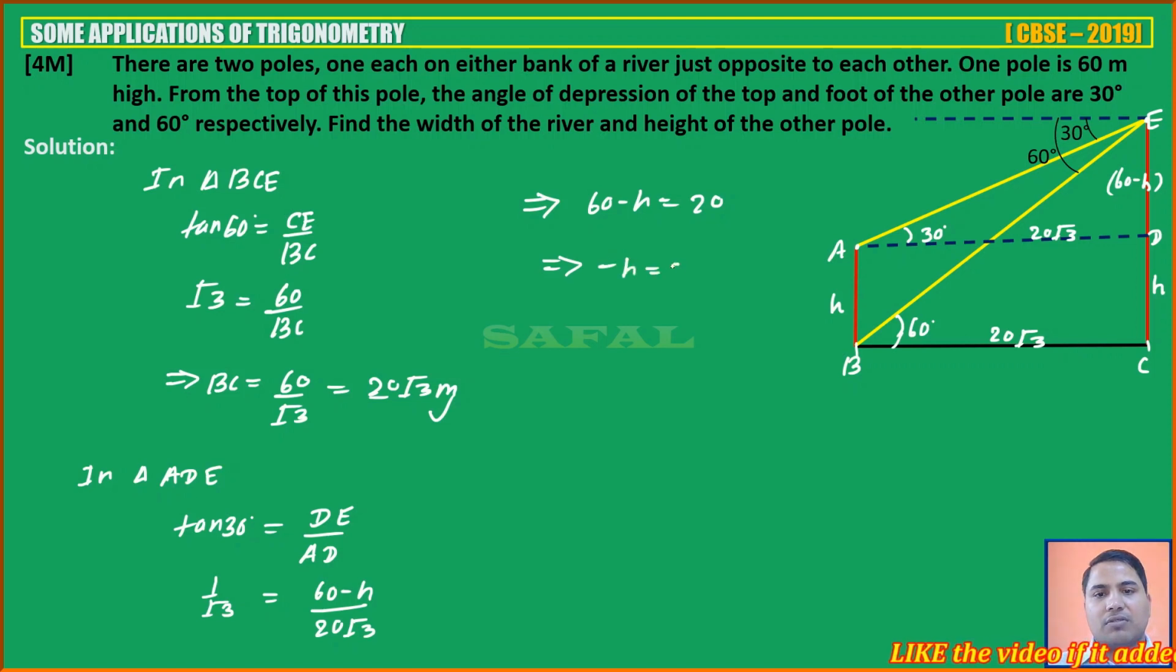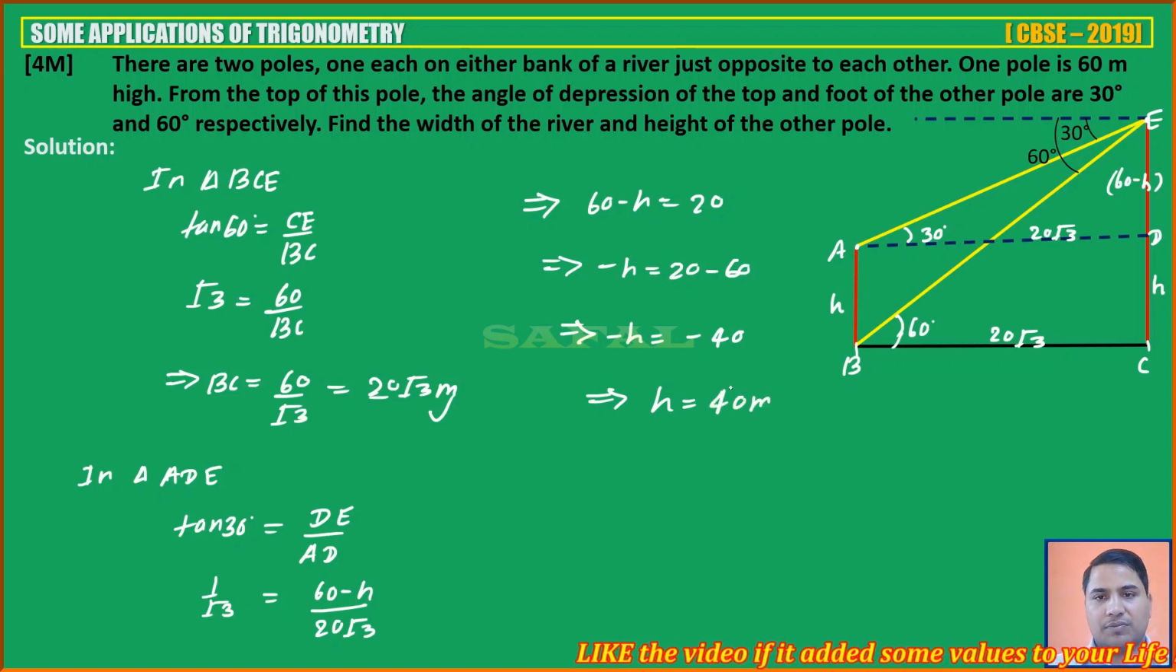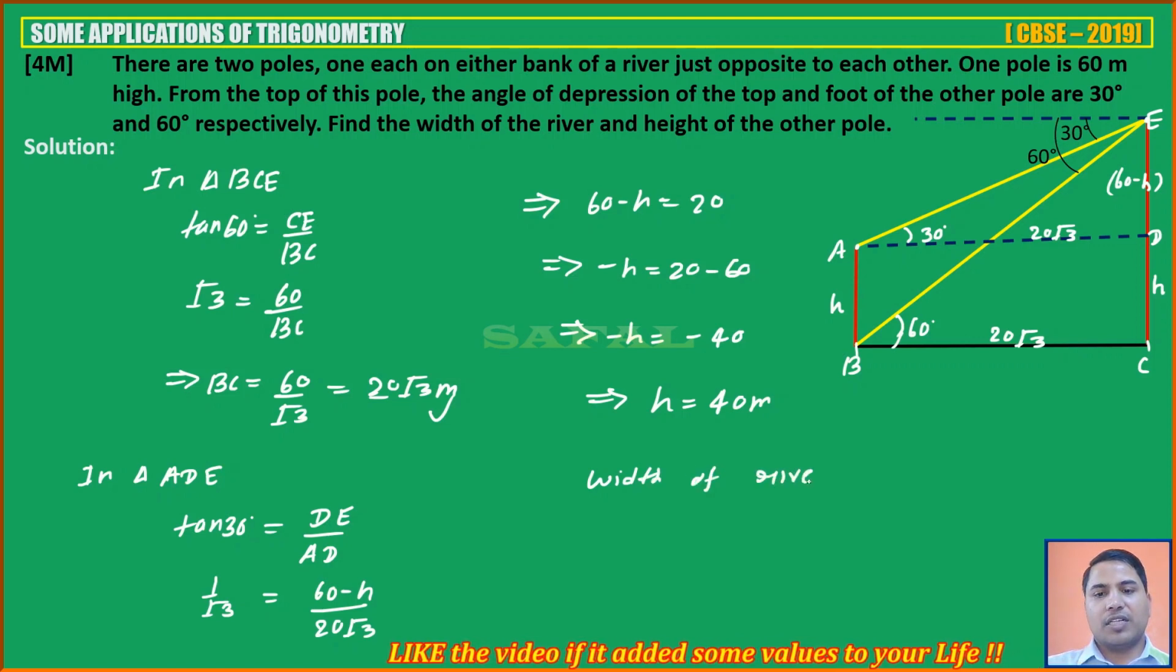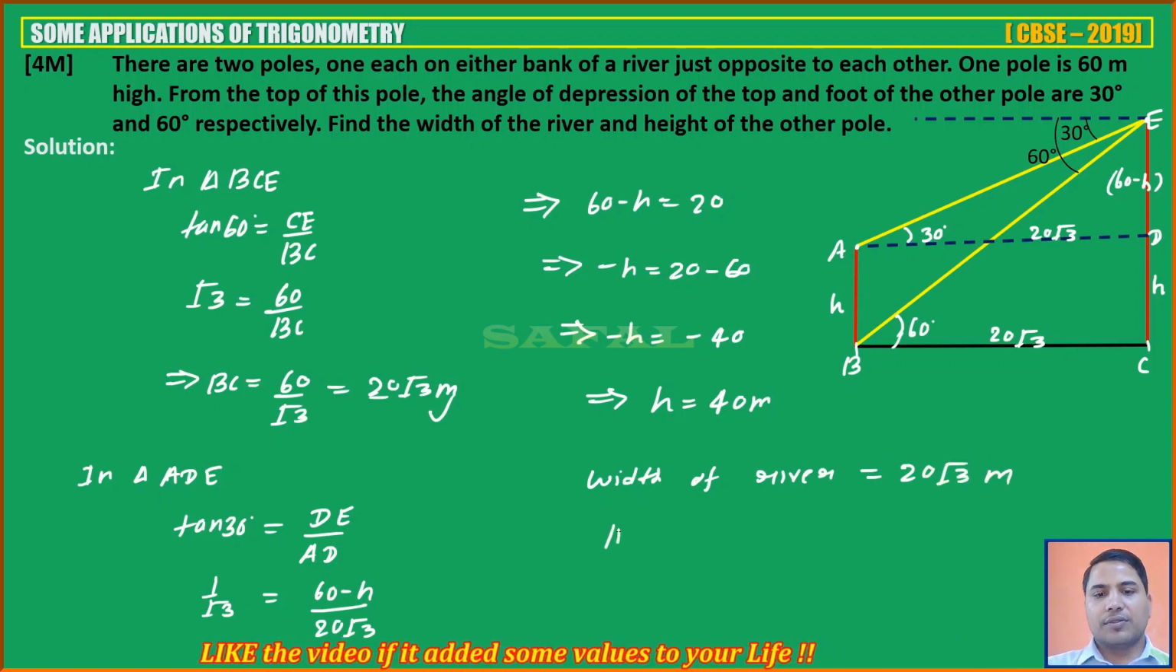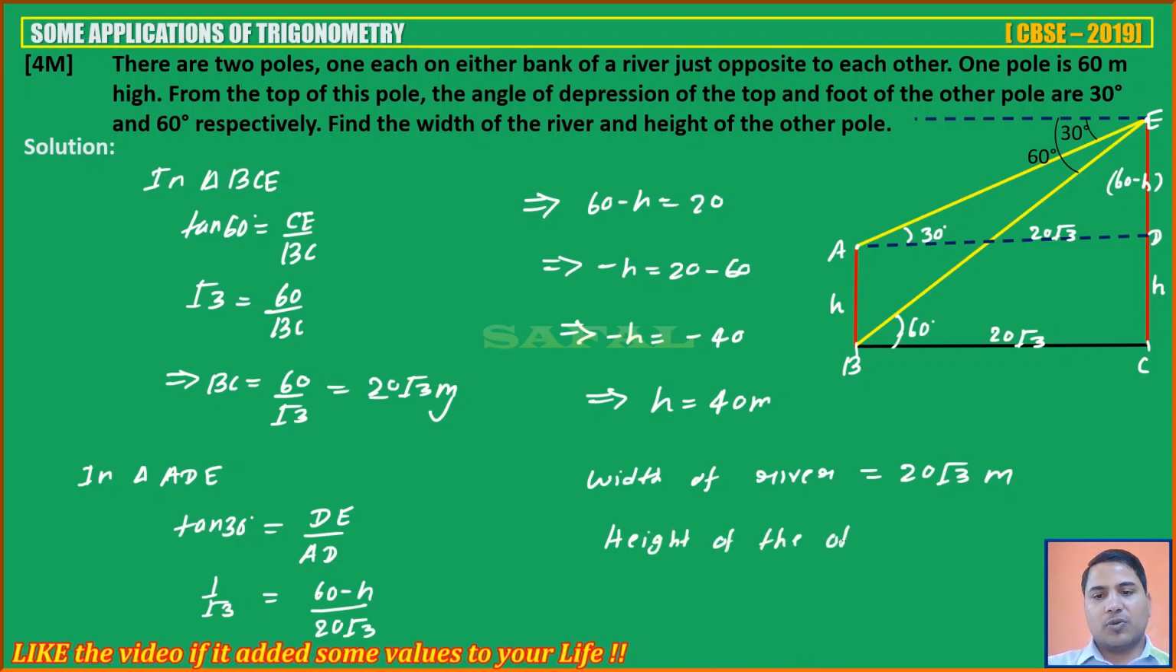So this will give minus H equals 20 minus 60. So minus H equals what? Minus 40. So the value of H will become what? 40 meter. That means width of the river, already we have found, that is 20 root 3 meter, and height of the other pole is what?